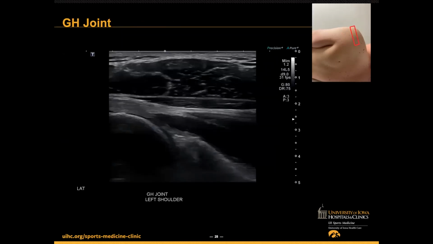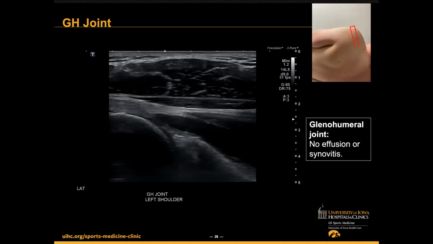So then at this point, I like to look at the glenohumeral joint because we're right in that area. Looking for any evidence of synovitis, any evidence of effusion. Humerus is here, glenoid here, and then the labrum is a little hyperechoic triangle here. In this case, there was no effusion, no synovitis, it was pretty normal in appearance.